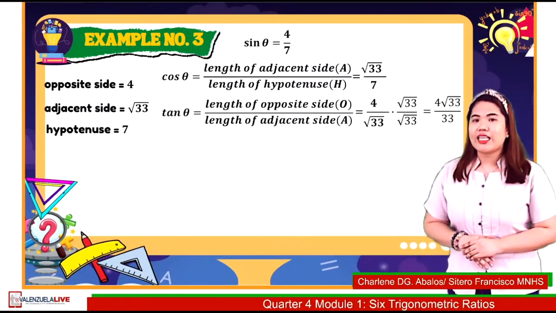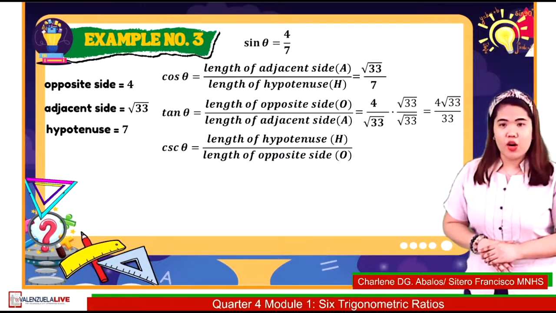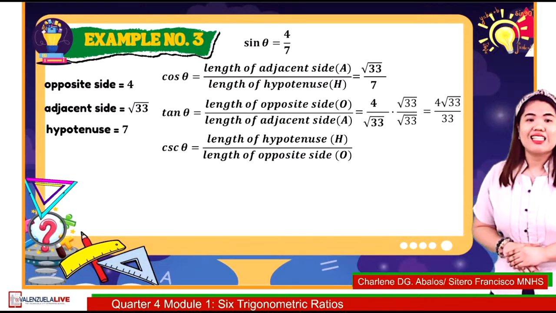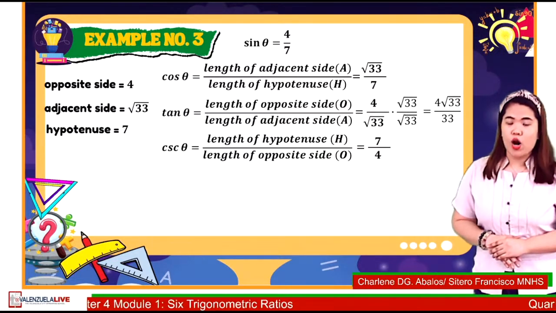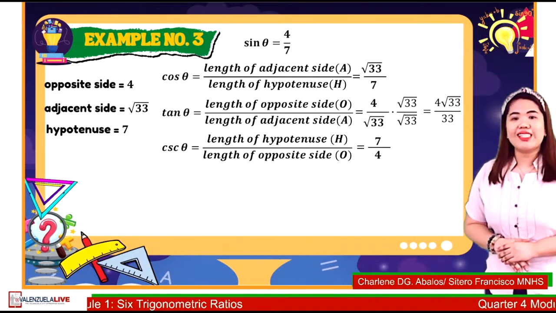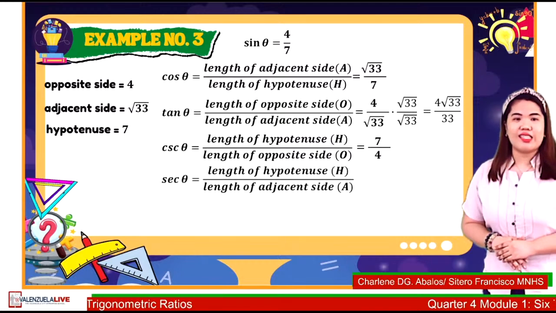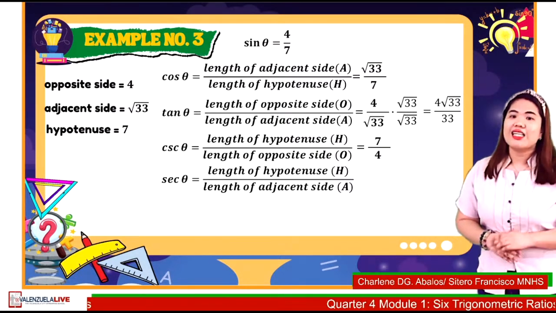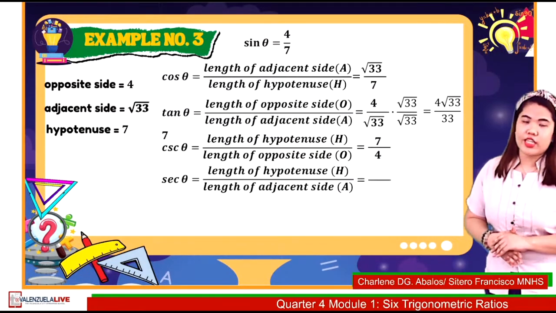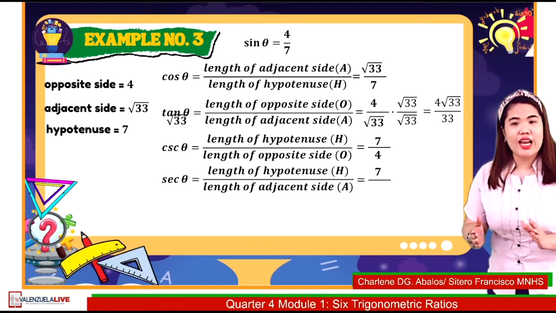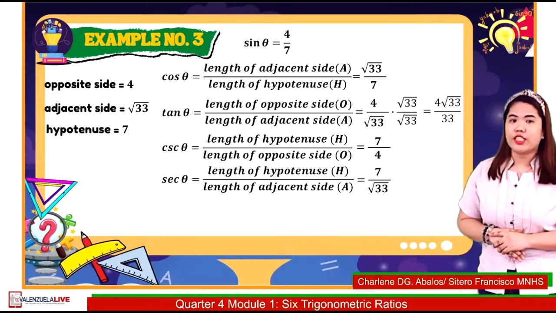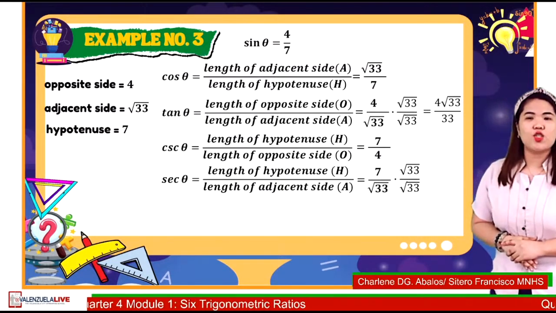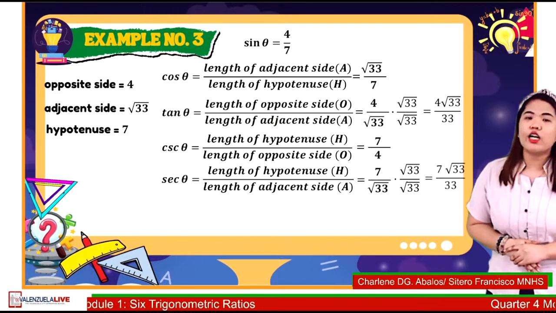For cosecant theta, get the reciprocal of sine theta ratio. So it will be 7 over 4. For secant theta, get the reciprocal of cosine theta ratio. So it will be 7 over square root of 33. Rationalize by multiplying square root of 33 to both numerator and denominator of the ratio. Then it will be 7 square root of 33 over 33.